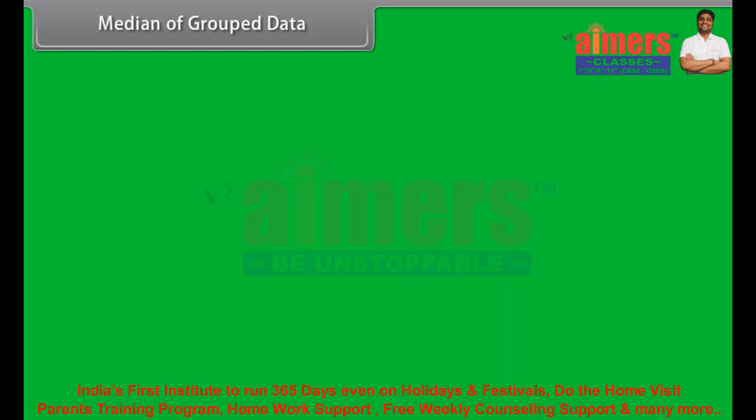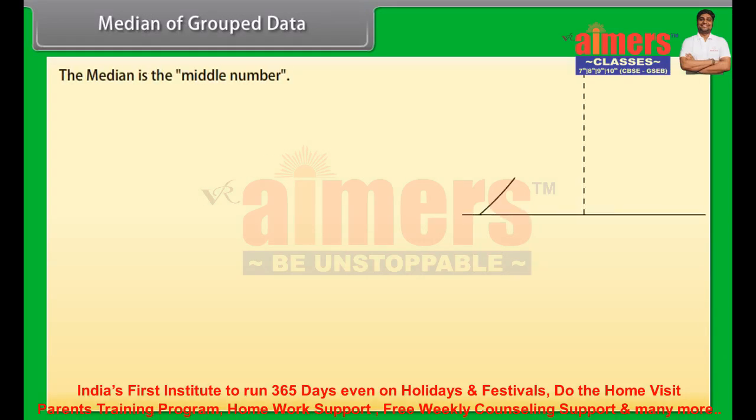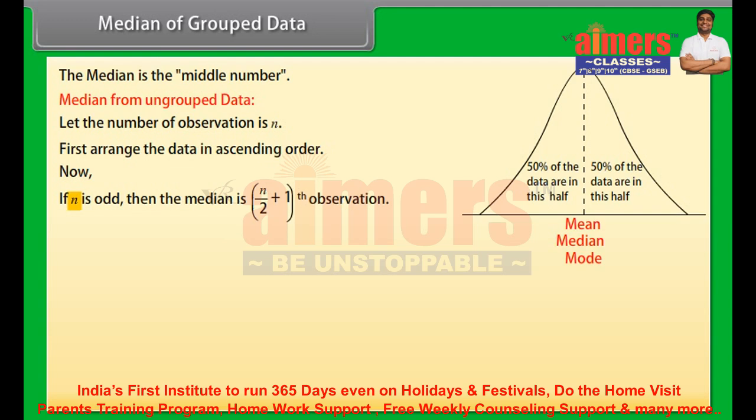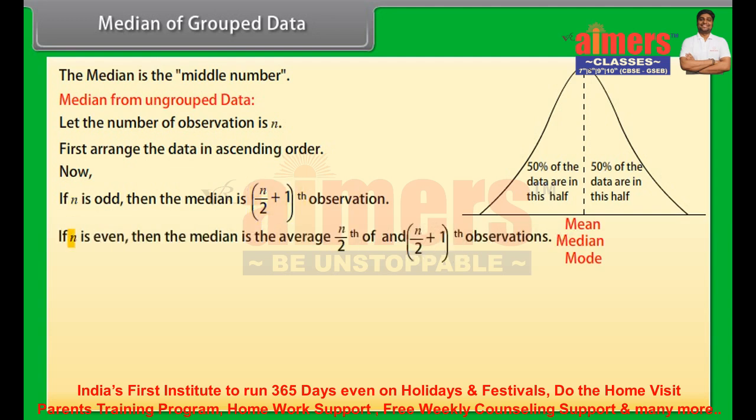Median of grouped data. The median is the middle number. Median from ungrouped data. Let the number of observations be n. First, arrange the data in ascending order. Now, if n is odd, then the median is the n by 2 plus 1 observation. If n is even, then the median is the average of the n by 2th and n by 2 plus 1 observations.